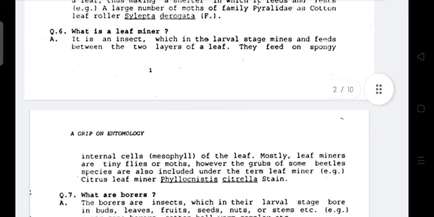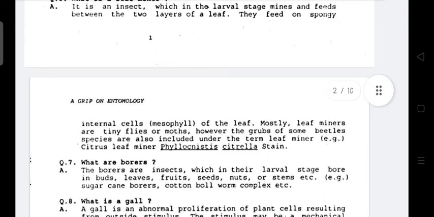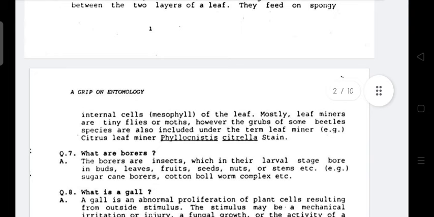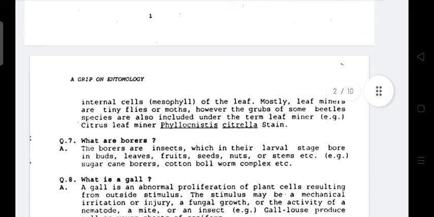What is a leaf miner? It is an insect which in the larval stage mines and feeds between the two layers of a leaf. They feed on the spongy internal cells of the leaf, which is known as mesophyll. Mostly leaf miners are tiny flies or moths. However, the grubs of some beetle species are also included under the term leaf miner, for example citrus leaf miner.